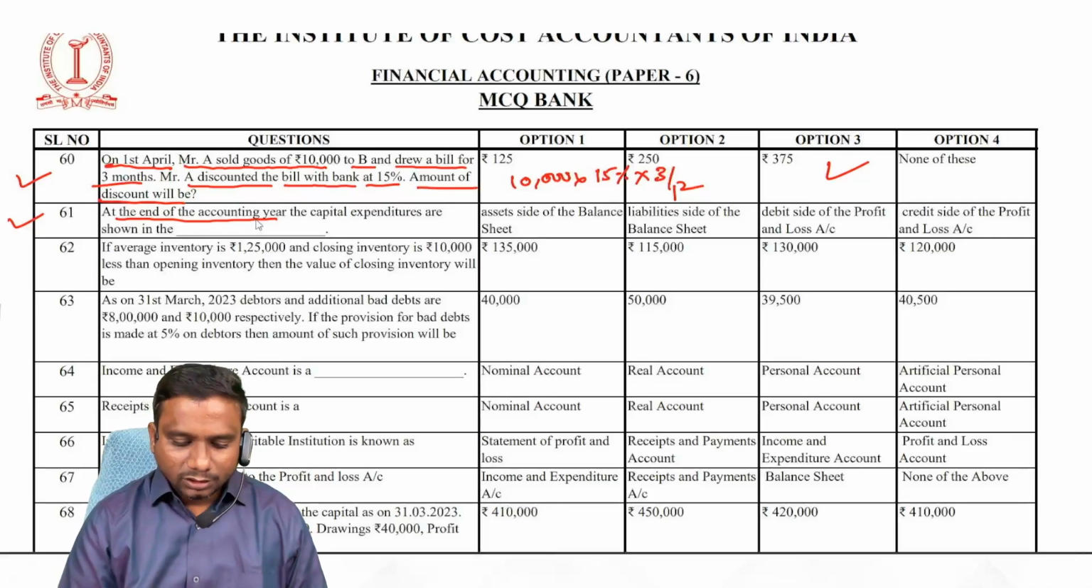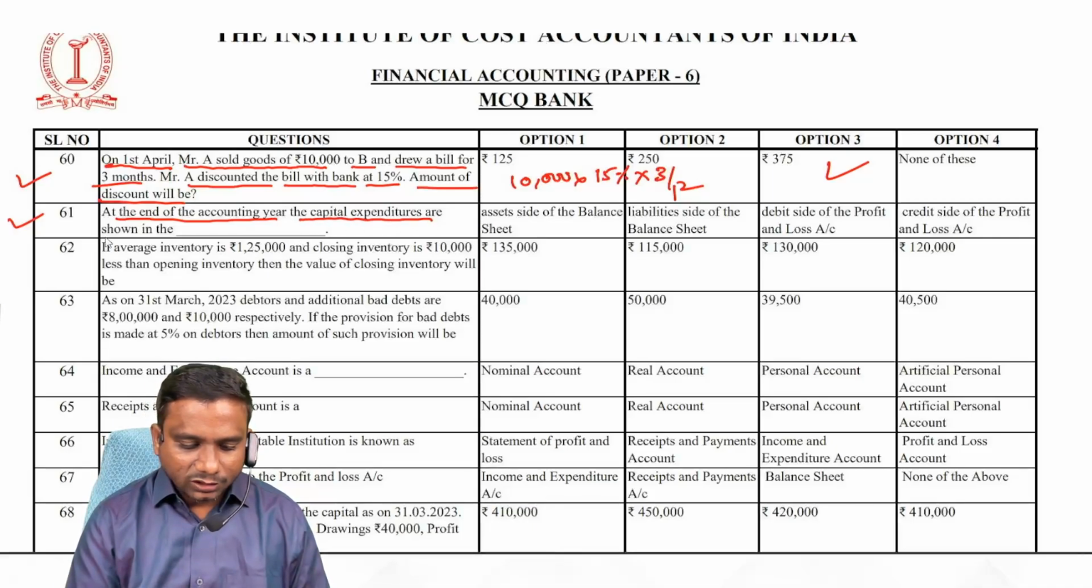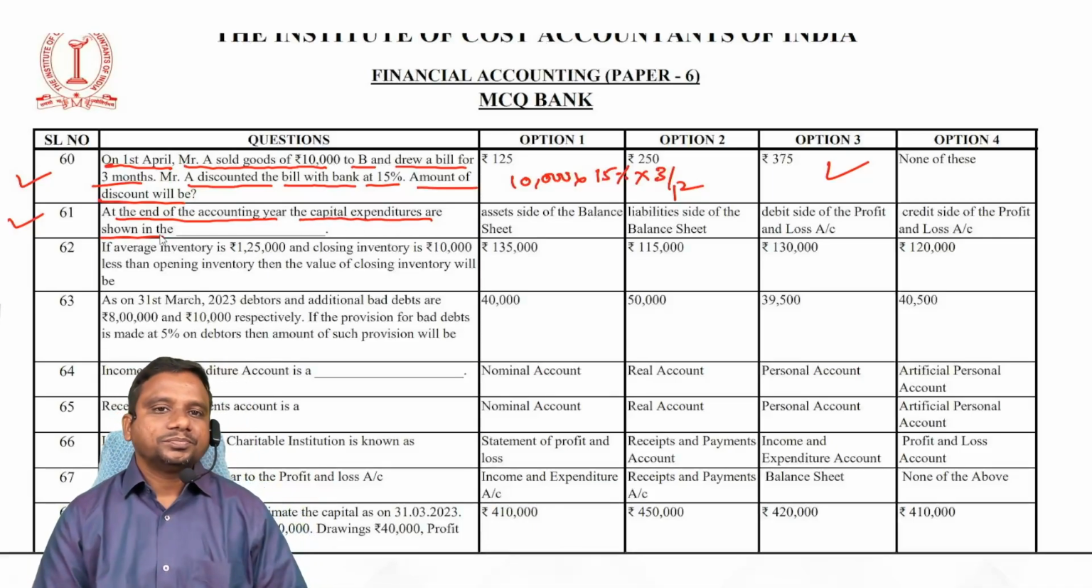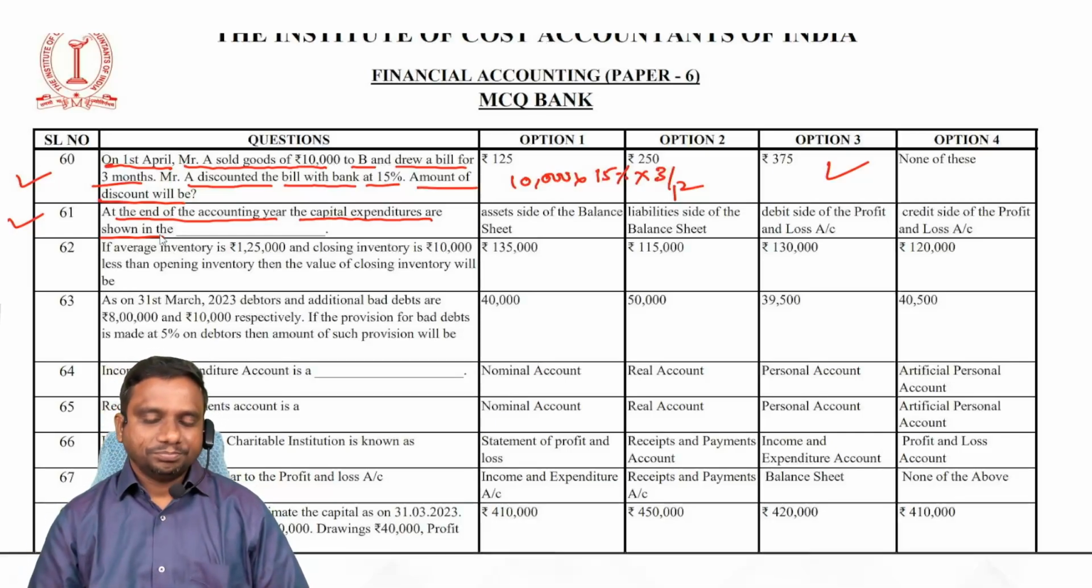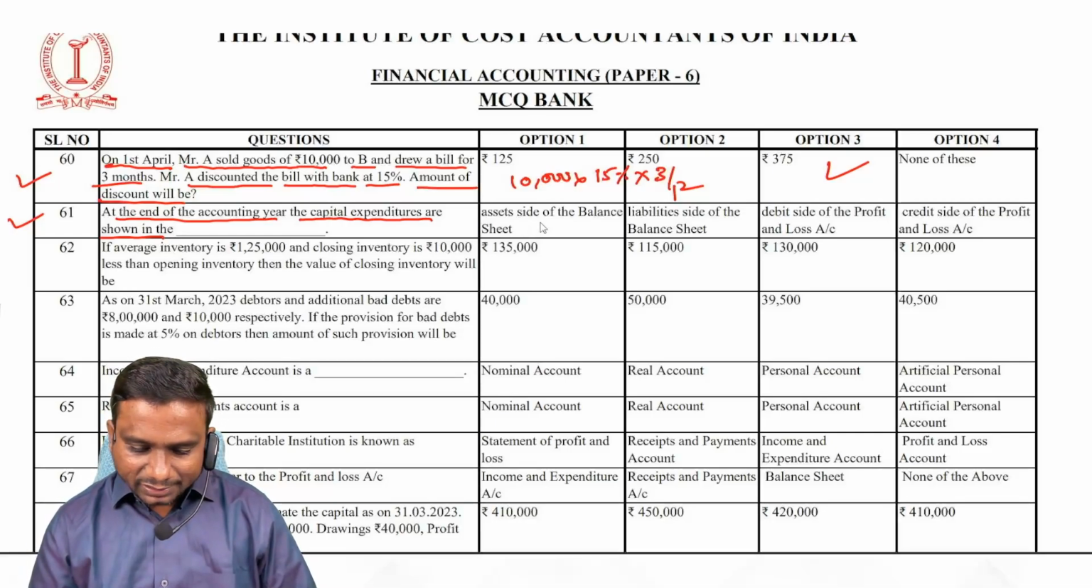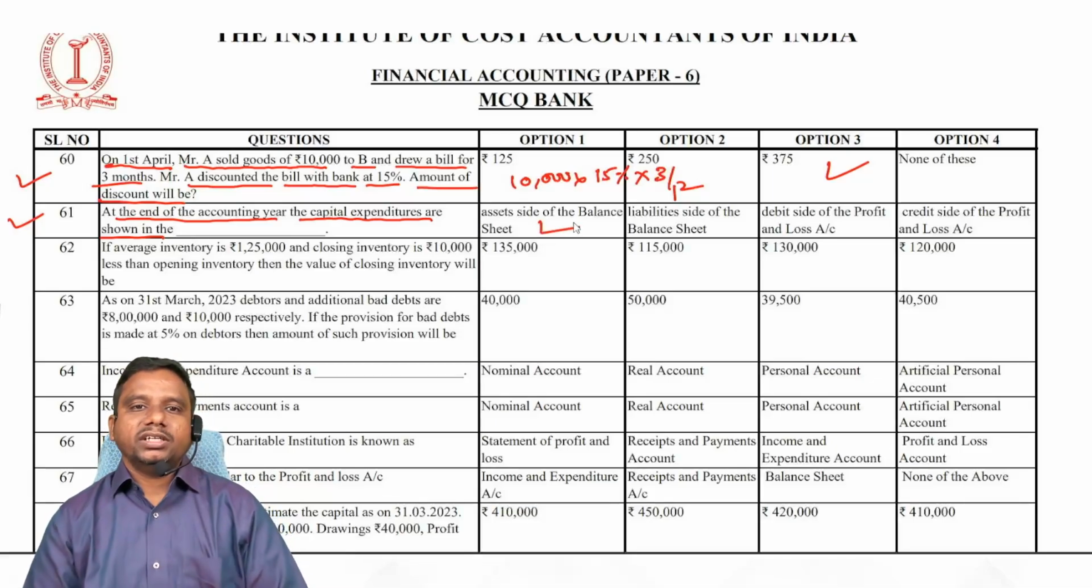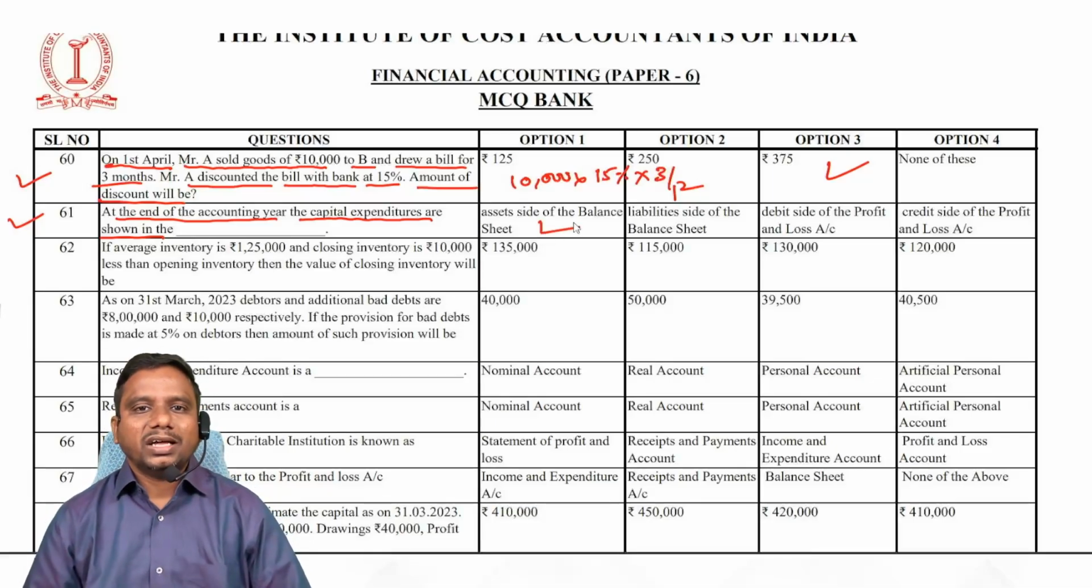At the end of the accounting year, capital expenditures are shown in the balance sheet, while expenses are closed by transferring to the P&L account. Is it clear, students? So capital expenditures are shown on the assets side of the balance sheet.